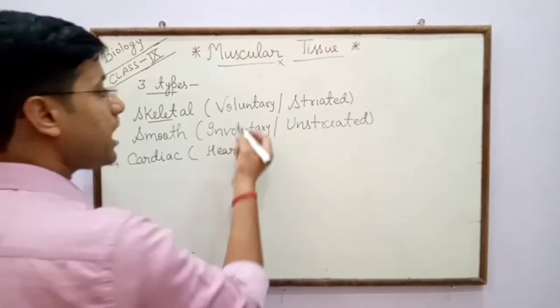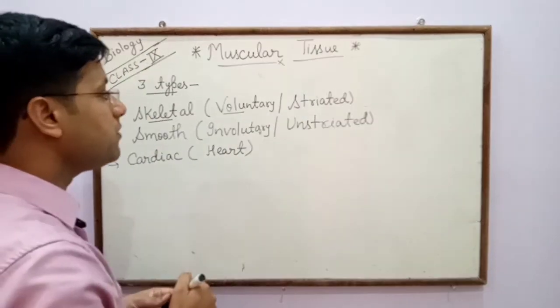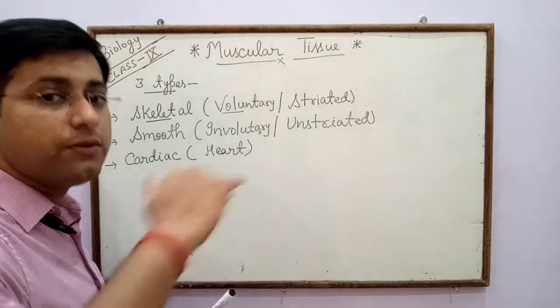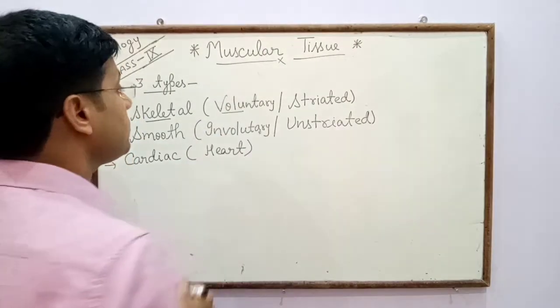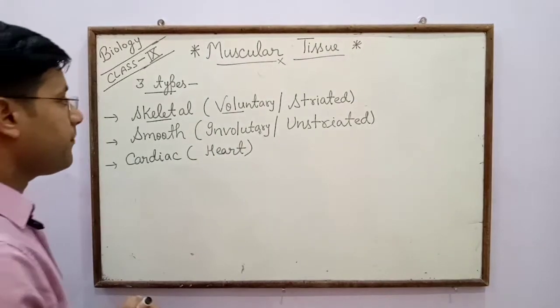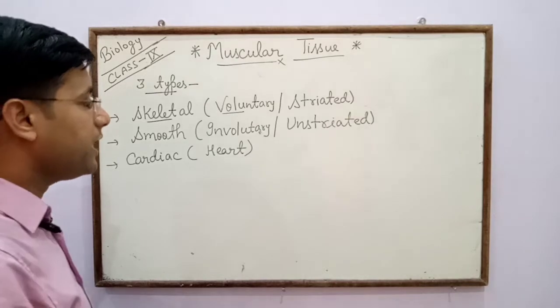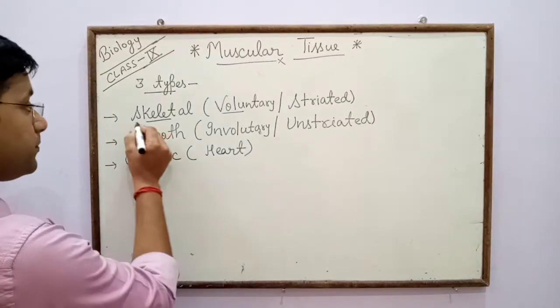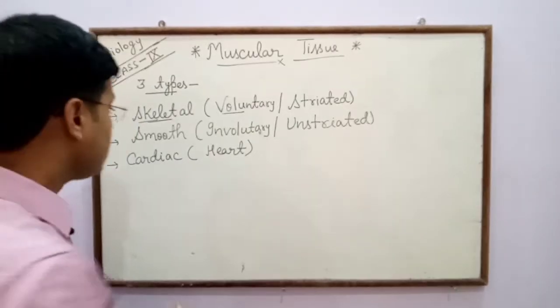Skeletal muscle is also known as voluntary or striated muscle, means the muscle which works according to our wish, means under our control. So that is voluntary, means skeletal muscle is under our control, so it is called voluntary, means works according to our wish. So skeletal muscle is called voluntary or striated muscle.